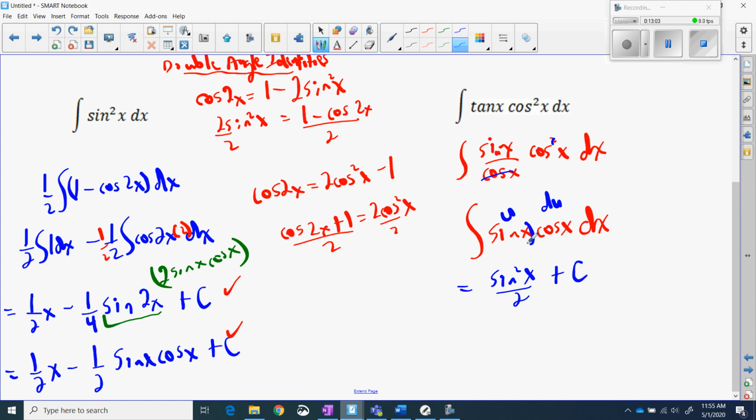Right, because I had u to the 1. This was du. So to undo that or integrate that, I add 1 to the exponent and I divide by the new exponent. And the derivative of sine was exactly cosine, so I didn't have any constants to play around with. I wasn't missing any negatives. It was perfect. So you would be finished. So that one I used a quotient identity.